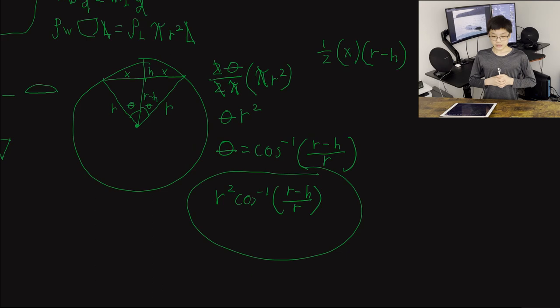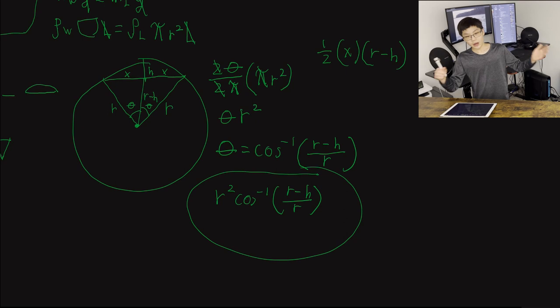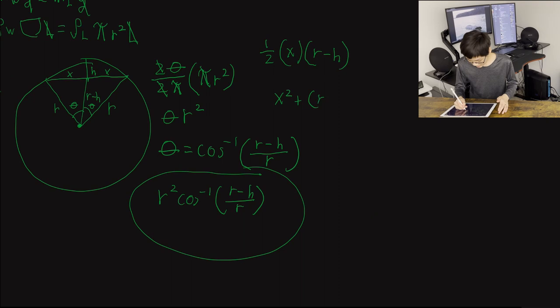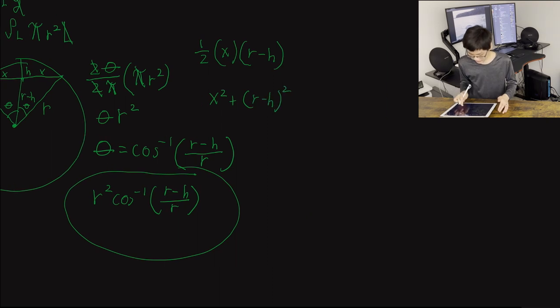How we're going to do this is with the Pythagorean theorem. The Pythagorean theorem says that one side length squared plus the other side length squared is equal to the hypotenuse squared. In our case, our hypotenuse is r, and our side lengths are x and r minus h. So let's perform the Pythagorean theorem. x squared for one of our side lengths plus (r minus h) squared is equal to the hypotenuse squared, which is just r squared.